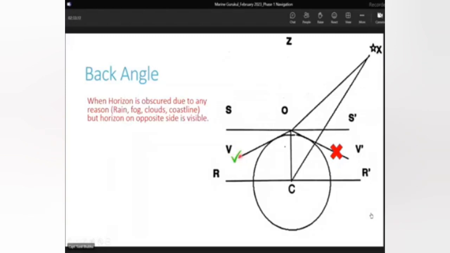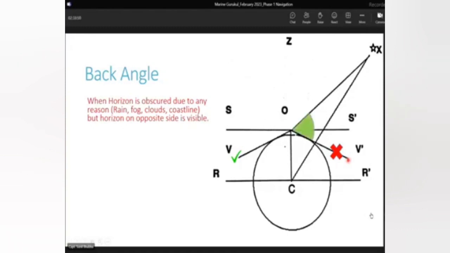So if you have coastline on one side and the other side is clear, you will be able to see the horizon on the other side. So horizon on the other side is visible to us. This is the scenario, or this is the situation where the back angle method can help us. So even though the horizon in the direction of the body is not visible to us right now, we can still obtain the altitude of the body using the back angle technique. Now let's try to understand what this technique is.